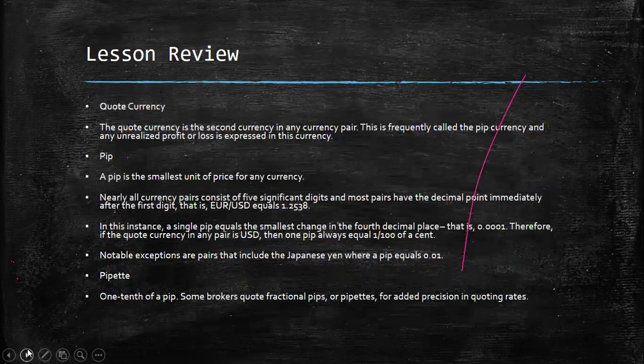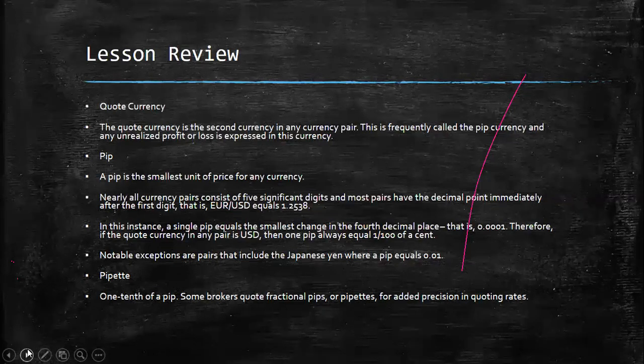Quote currency. The quote currency is the second currency in any currency pair. This is frequently called the pip currency, and any unrealized profit or loss is expressed in that currency. What's a pip? A pip is the smallest unit of price for any currency.